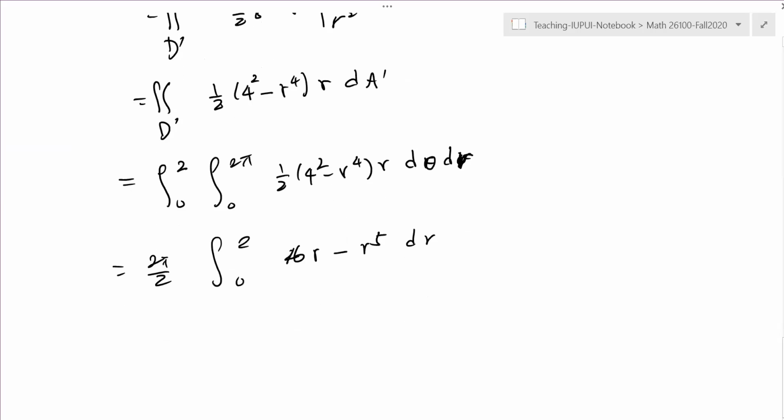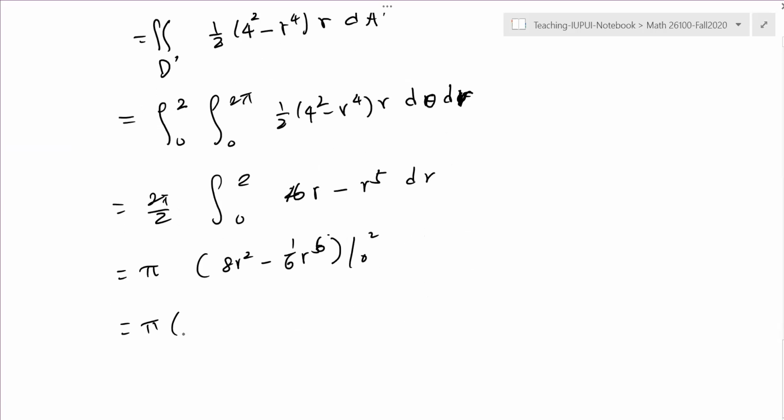Then you find the antiderivative of this. It's 8r squared minus 1 over 6 r to the sixth. Then you plug in 2. Then you solve the problem. So after you simplify, you get an answer.